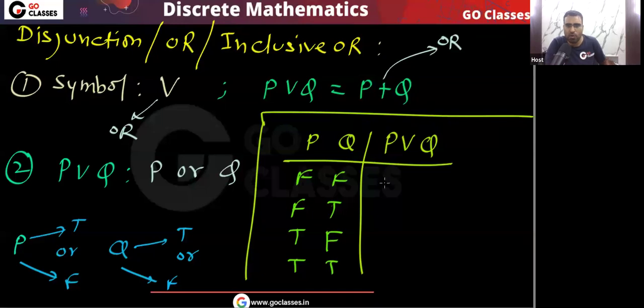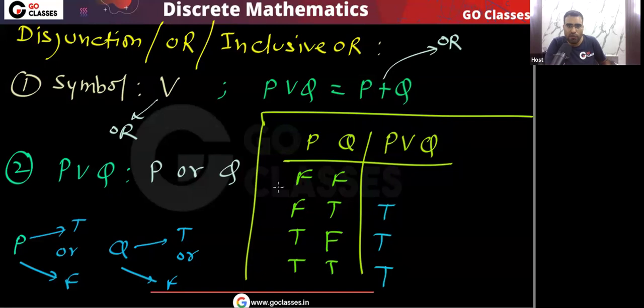Very simple. Now tell me in which case this P or Q will be true. This will be true when at least one of them is true. If Q is true, then also P or Q will be true. If P is true, then also P or Q will be true. If both are true, then also P or Q will be true.